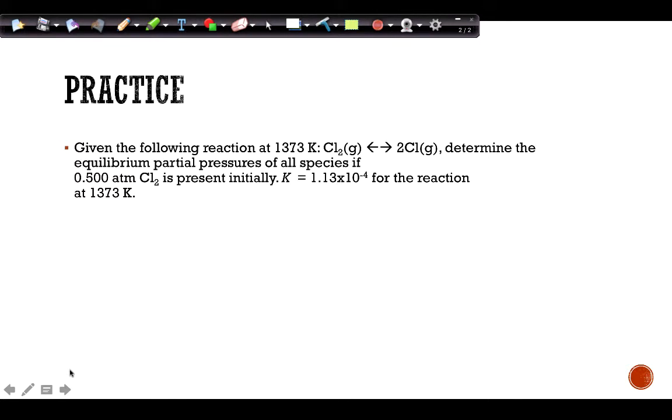All right, so given the following reaction at this temperature, determine the equilibrium partial pressures of all the species if 0.5 atmospheres of chlorine is present initially, and it gives you the K value. Okay, so in this problem, we're not solving for K, we're going to be solving for the partial pressures of everything at equilibrium. So it is going to be an ICE table problem, but let's go ahead and write out the K expression. So we're dealing with Kp. So Kp is equal to the partial pressure of Cl to the second divided by the partial pressure of Cl2 to the first.